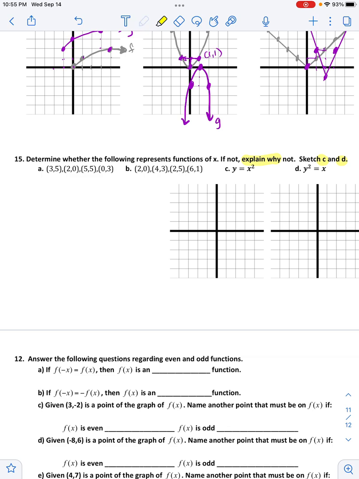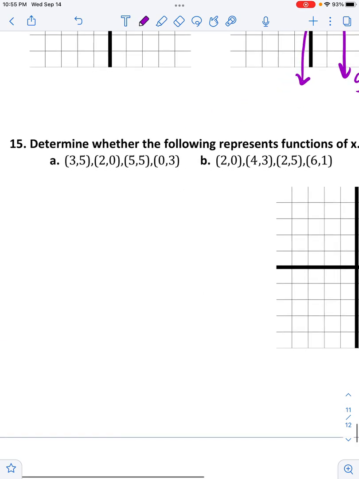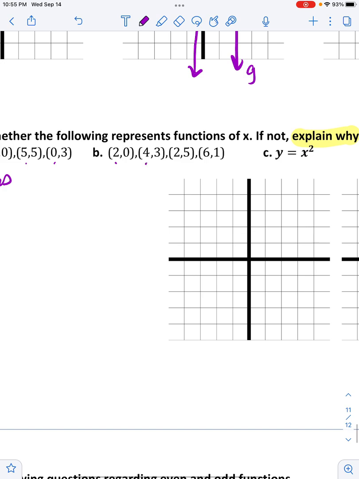So when I go to look at points, I'm looking to see if any of the x's repeat. So 3, 2, 5, 0. Since none of the x's repeat, that is going to be a function. Here I look at my x's, 2, 4, 2, 6. So this is problematic. You can't put a 2 into the function and have it kick out a 0 one time and a 5 the next time. So this is going to have to be a no, and it says to explain. So I would basically say something that explains that I have 1 x going to 2 y's.